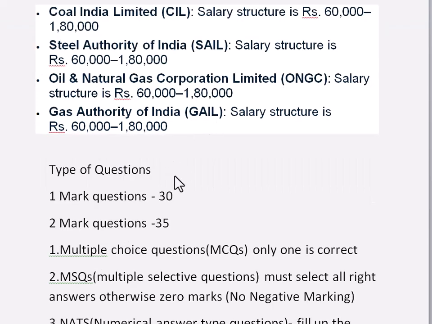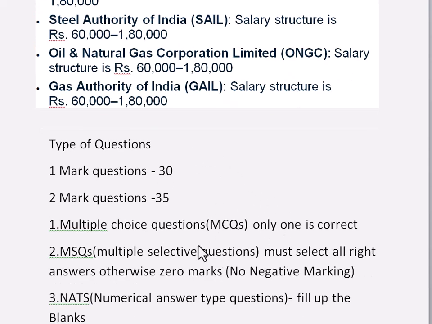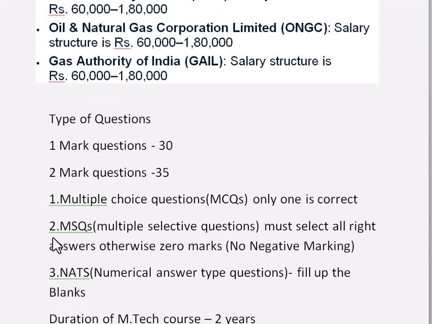And the total questions in the examination are 65. 1 mark questions are 30, whereas 2 mark questions are 35. And in this, again, there is classification. One is multiple choice questions, they are called MCQs. So only one is correct in the answers, whereas in the multiple select questions, the answer should be selected with all right answers. Otherwise, 0 marks will be allotted, but there is no negative marking for this MSQs.